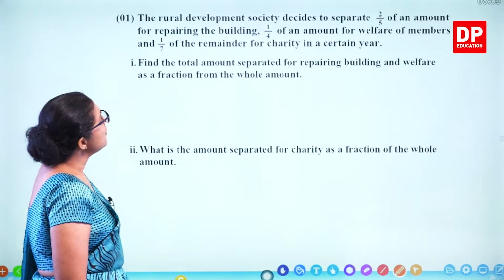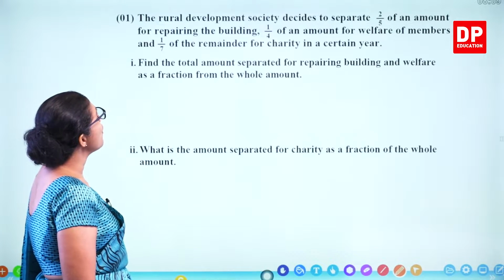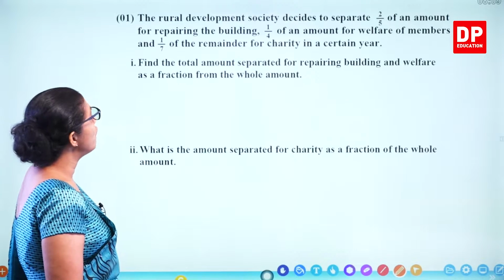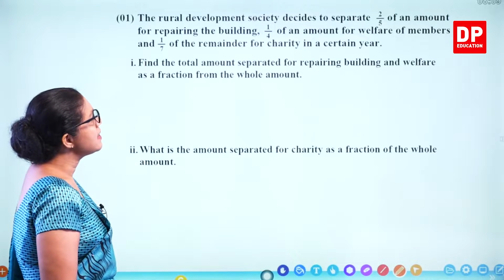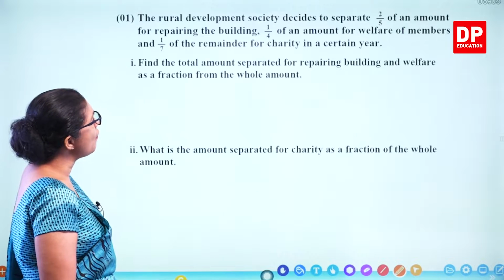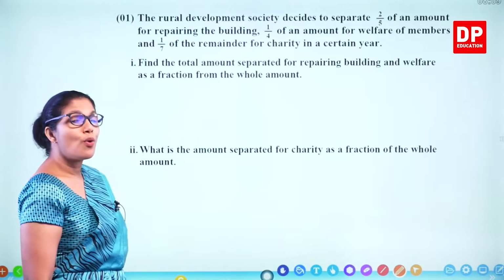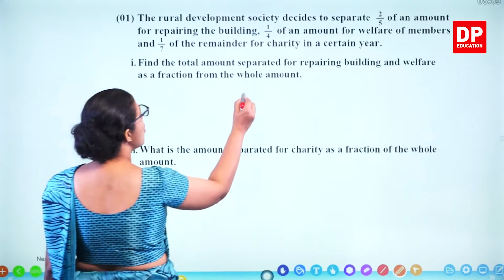The Rural Development Society decides to separate 2/5 of an amount for repairing the building, 1/4 of an amount for welfare of members, and 1/7 of the remainder for charity in a certain year. Find the total amount separated for repairing building and welfare as a fraction from the whole amount. That means just addition of the first two.